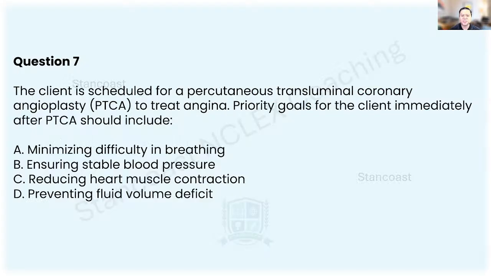Thank you. Number 7, the client is scheduled for a percutaneous transluminal coronary angioplasty (PTCA) to treat angina. Priority goals for the client immediately after the PTCA should include: A, minimizing difficulty in breathing; B, ensuring stable blood pressure; C, reducing heart muscle contraction; D, preventing fluid volume deficit. What's your answer?